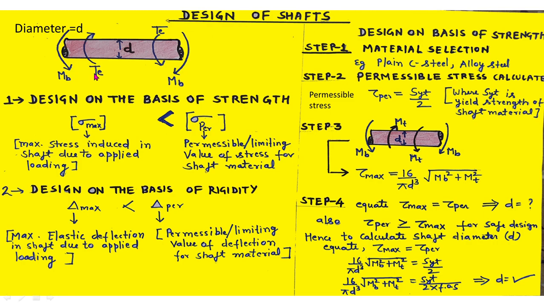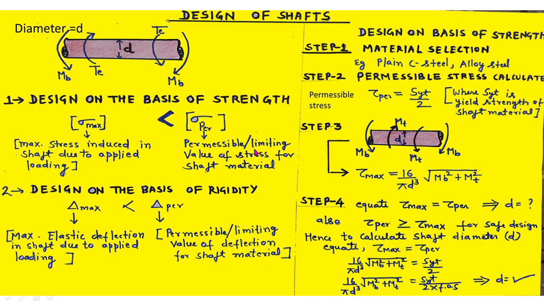Now the first criterion is design on the strength basis. That is, on the basis of the strength, we have to find out the diameter of the shaft. According to this criterion, the following condition must be satisfied. And what is that condition? The stress at any point in the shaft due to the given loading must be smaller than the permissible value of stress or limiting value of the stress.